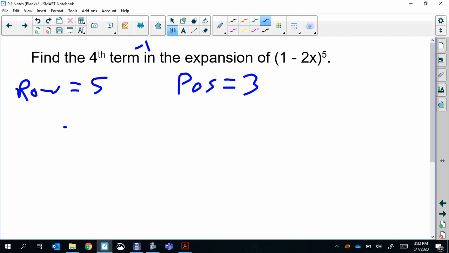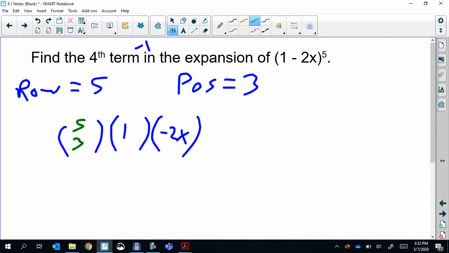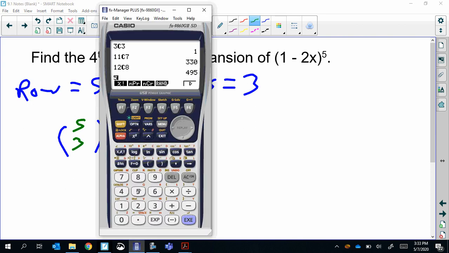So if that's the term we're trying to find, in Pascal's triangle, when we started these, we started with the coefficient, followed by 2 parentheses, the 1 and the negative 2x. We're going to fill in our coefficient now, but we're not even going to fill it in with a number. We're going to fill it in with what we're going to get from our calculator first. Row 5, position 3 just means we would do row 5, position 3. So that's a 10.